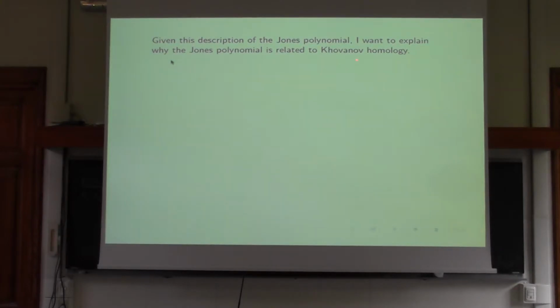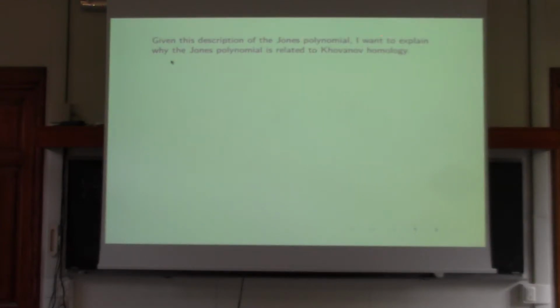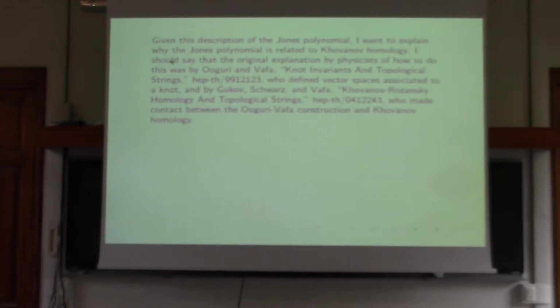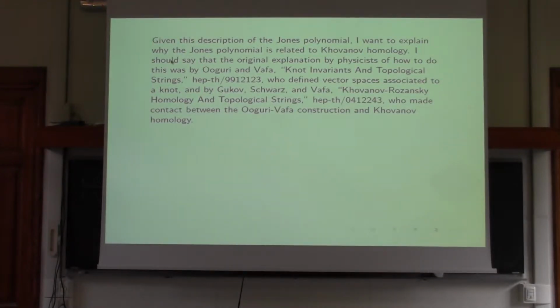Given this description of the Jones polynomial, I want to explain why the Jones polynomial is related to a homology theory. I should say that the original explanation by physicists of how to relate the Jones polynomial to what mathematicians call a homology theory was by Witten and Gukov. In this case, they defined vector spaces associated to a knot. And then, after Khovanov homology was introduced, Gukov, Schwarz, and Vafa related this construction to Khovanov homology.